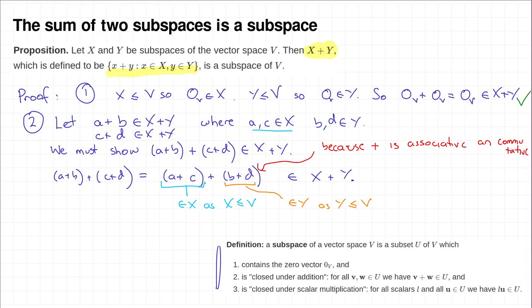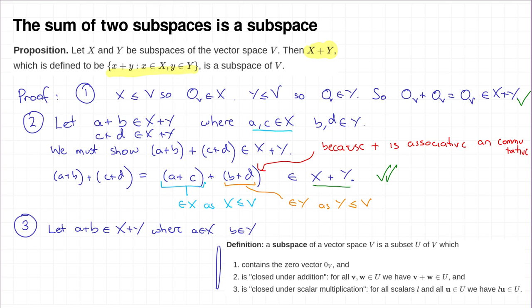Okay, we took an arbitrary element of X plus Y, we added it to another arbitrary element of X plus Y. We've shown that the result is still in X plus Y. So X plus Y is closed under addition. We have just the final condition to check. Number 3, closure under scalar multiplication. So we let a plus b be in X plus Y, where a is in X and b is in Y. I know I can write every element of X plus Y that way.